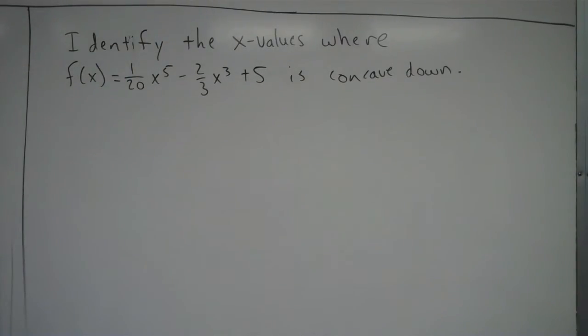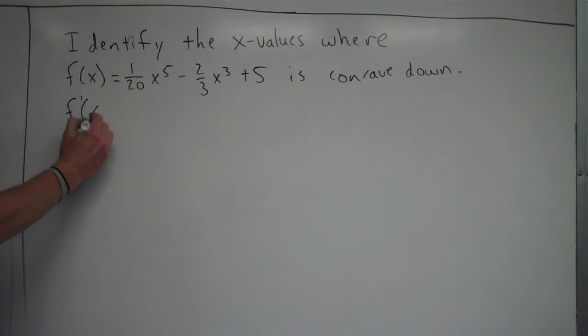So if we want to know where that function is concave down, we want to know where its second derivative, which is f double prime in this case, is negative. So in order to figure that out, we're going to make a second derivative sign chart. So first things first, I have to find the second derivative. So I'll take the derivative.